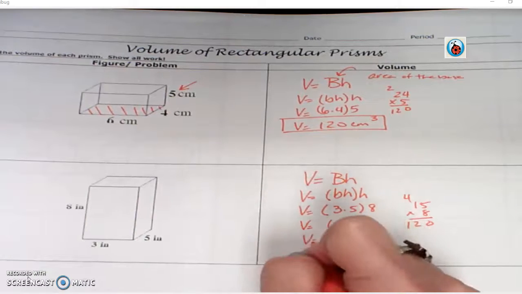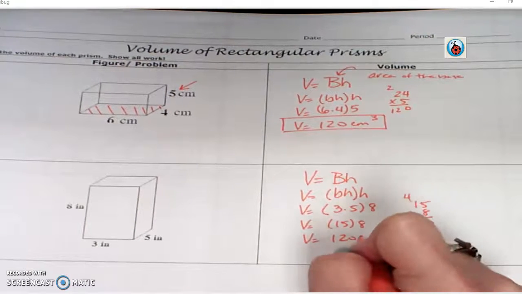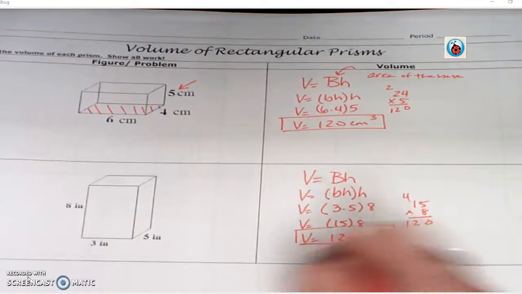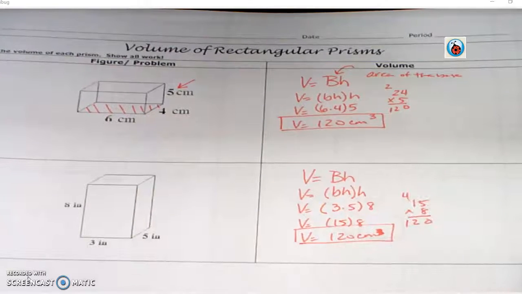Well, I actually get 120 again. That is a coincidence. Don't think that all of them are going to be 120. And again, we're going to put a little 3 there for cubed.